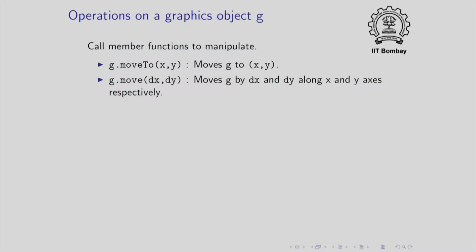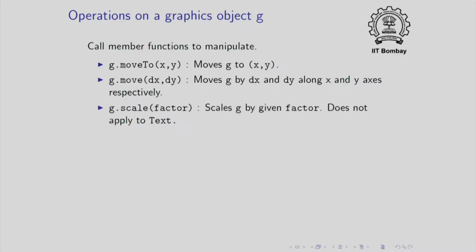I can also specify the movement by giving a relative displacement. So, if I say G dot move dx dy, then the object will move from its current position to a position obtained by adding dx and dy to the x and y coordinates. So, if the current position is xy, then this will cause the object to move to x plus dx and y plus dy. You can also shrink or expand an object, and this operation is called scaling.